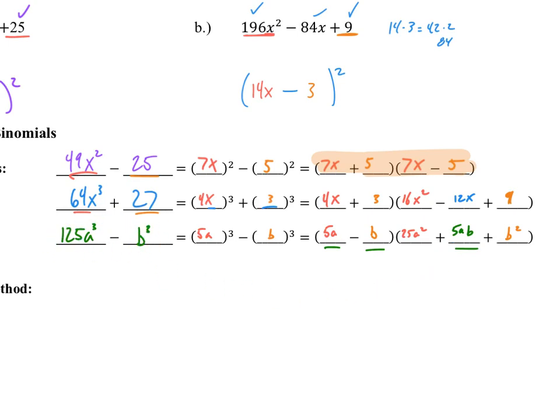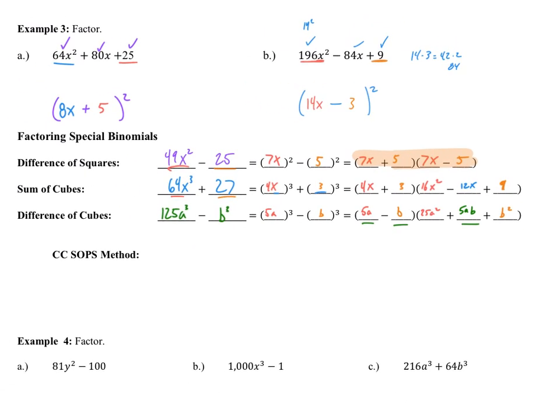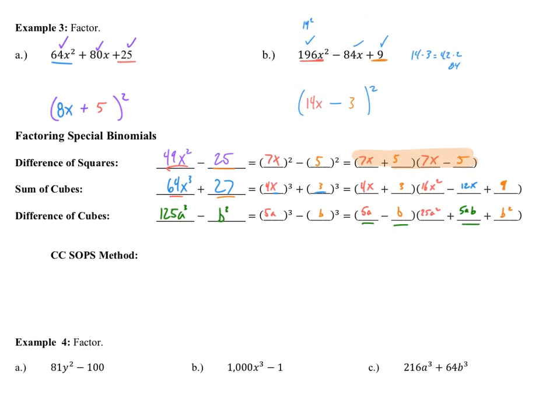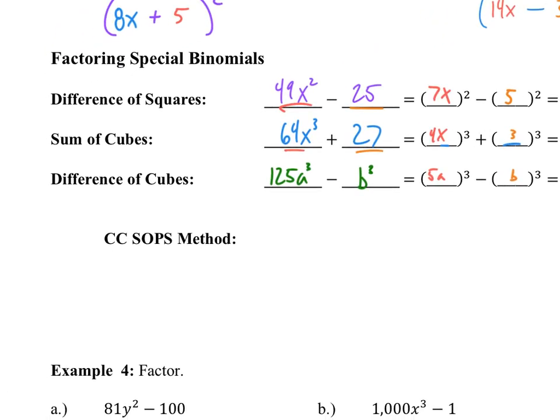So how do you remember how to do that? The method I teach is called CC-SOPs. There are other methods. This is just a mnemonic device, kind of like FOIL, that helps you remember what to do. CC-SOPs stands for cube root, that's what the first C stands for, and then cube root.